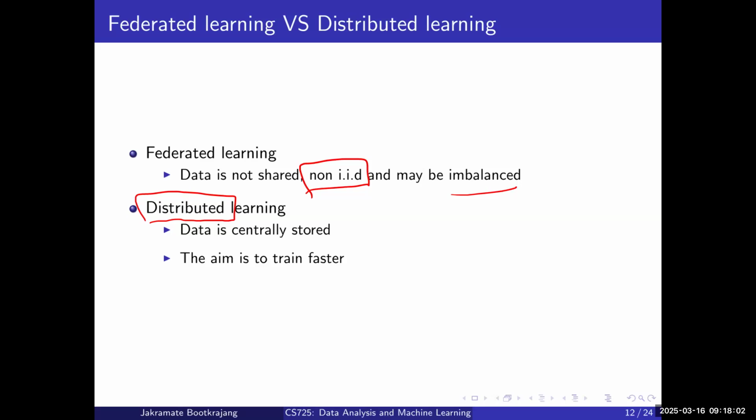So the aim is to train faster, right? So you think of it as parallel. You want to train machine learning, but you want to train in parallel, right? That is what distributed learning means. But for federated learning, the aim is just to train with constricted regulation. So that is the distinction between federated learning and distributed learning.